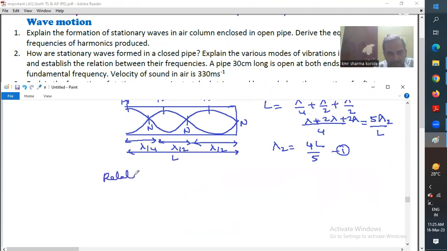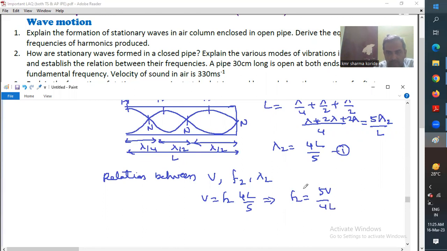The relation between the speed of sound, the frequency (you are looking for the third harmonic or second overtone), and wavelength lambda 2 is V equals F2 lambda 2, with lambda 2 equal to 4L by 5. Therefore F2 is equal to 5V by 4L. F2 is the third harmonic or second overtone.